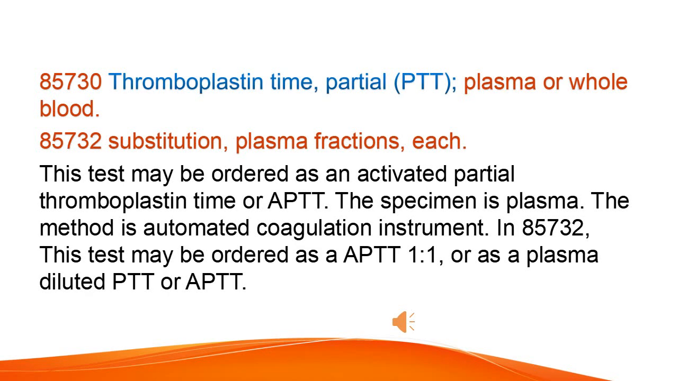Thromboplastin time, partial, PTT, plasma or whole blood. Substitution, plasma fractions, each. This test may be ordered as an activated partial thromboplastin time or APTT. The specimen is plasma. The method is automated coagulation instrument.